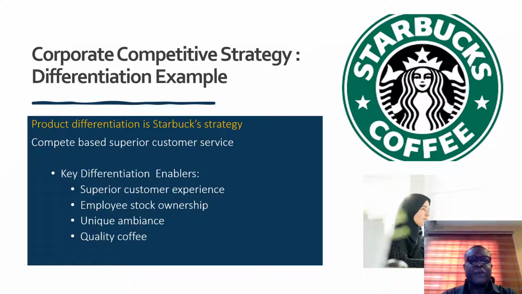An example of a differentiation competitive strategy is Starbucks. Their competitive differentiating strategy is anchored on superior customer service and employee stock ownership. In other words, get employees involved in order to drive up their commitment, especially on the customer service front. Unique ambience and then quality, premium coffee, which they provide to the customers.